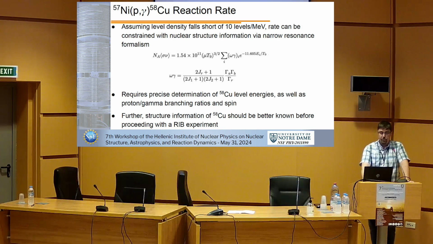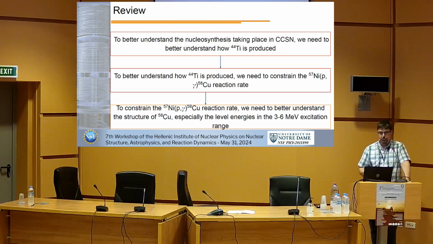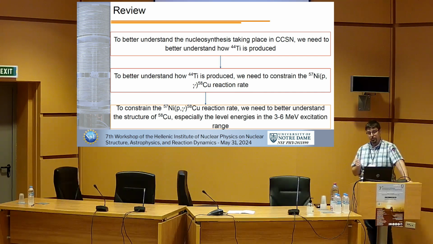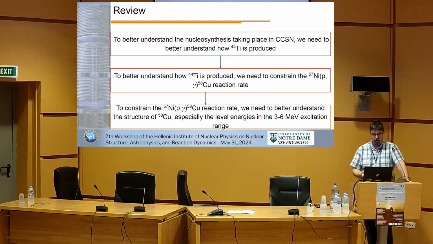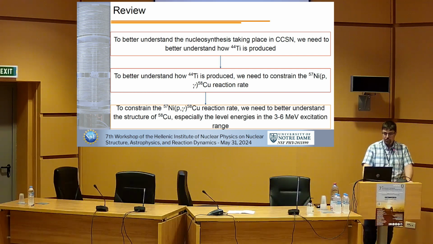And before we try to proceed with any kind of radioactive experiment, what we really need to do is try to understand the structure of copper-58 through other means. Now, just a brief review. We want to understand the nucleosynthesis occurring in core collapse supernovae, so we need to understand how titanium-44 is produced. To understand how titanium-44 is produced, we need to constrain the nickel-57 (p,γ) reaction rate. And in order to do that, we need to understand the structure of copper-58, and particularly the level energies in the 3 to 6 MeV excitation area.